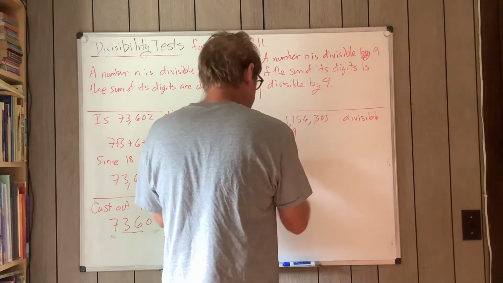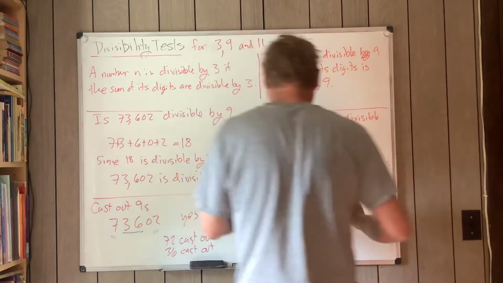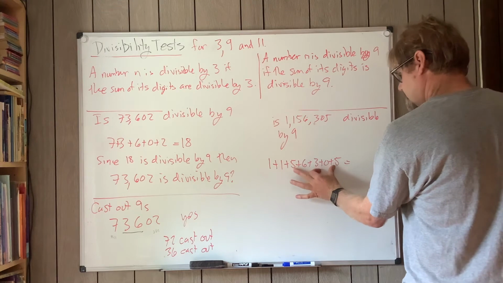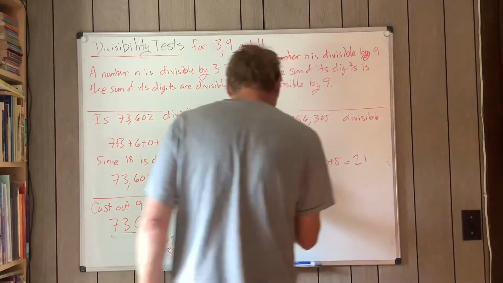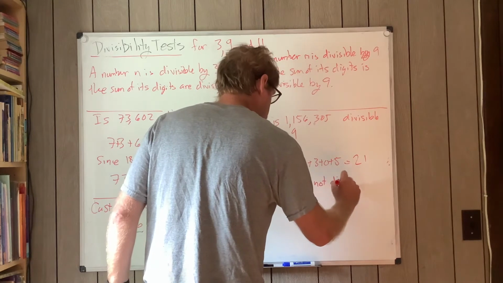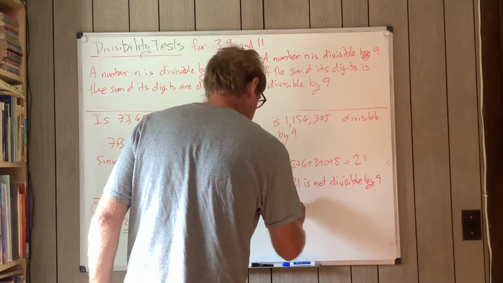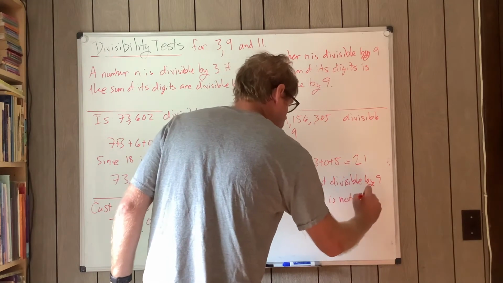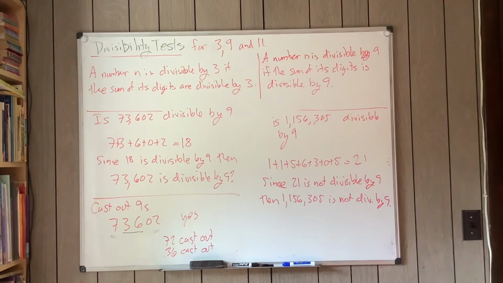So 1 plus 1, 5 plus 6 plus 3 plus 0 plus 5 is, let's see if we can add this quickly. I got 3 and 6 and 1 is 10. 5 and 5 is 10, and 1 is 21. Okay, so since 21 is not divisible by 9, then 1,000,001 is not divisible by 9. Okay.